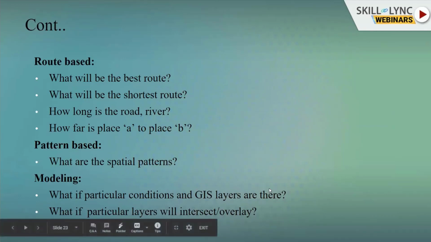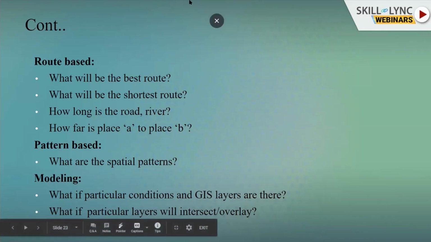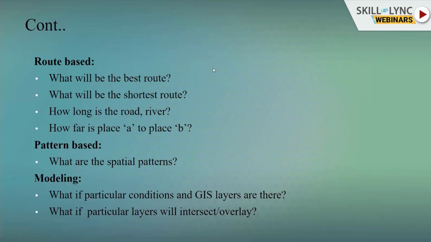Then coming to the modeling based approach. With the help of the modeling approach, we can generate various models to solve many problems related to the environment and day-to-day activities. For example, if we have certain GIS layers and we have to find a suitable site for solid waste management, using this modeling approach of geospatial technology, we can find the solution.